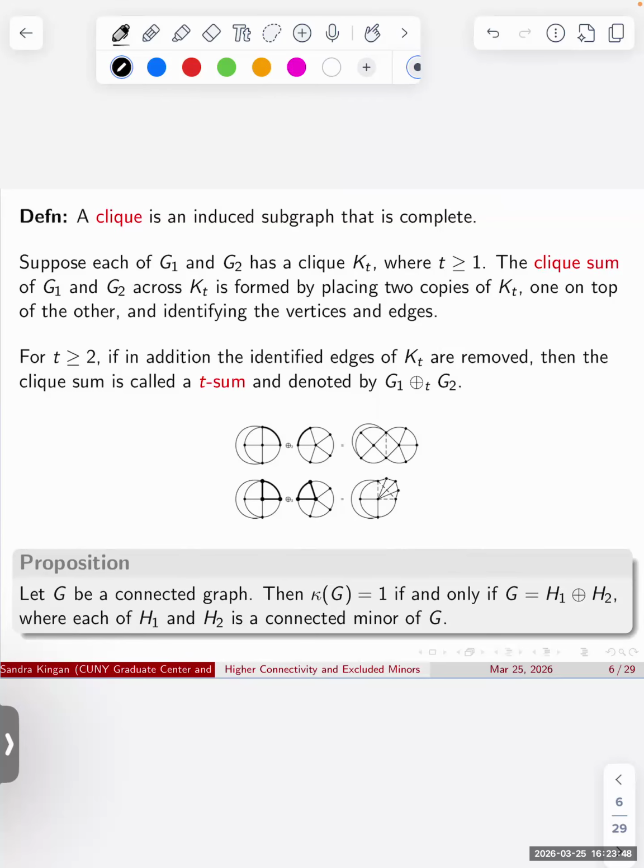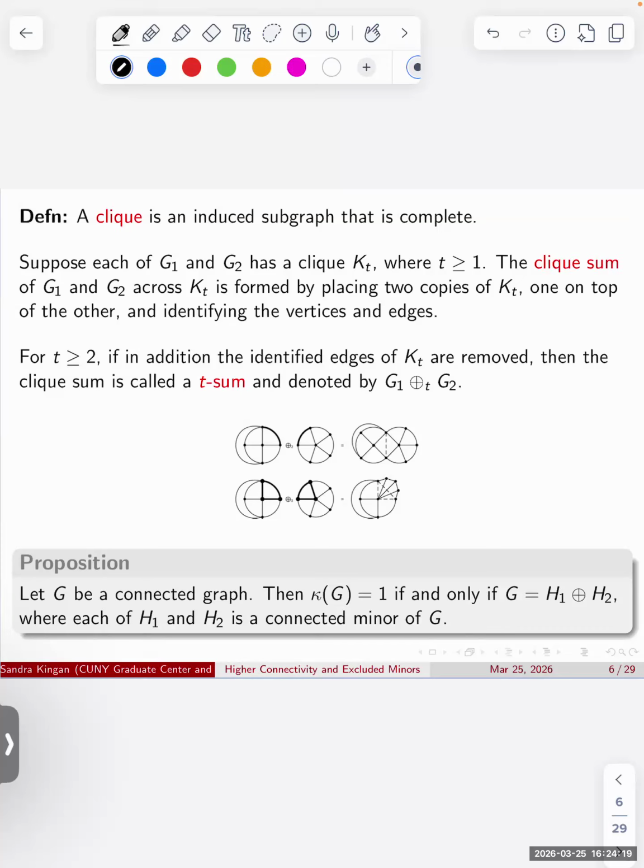So this is now a repetition. There are parts of this that repeat the material from the previous two talks and pull it all together. So a clique is an induced subgraph that is complete. And suppose G1 and G2 each has a clique. The clique sum across KT is formed by placing two copies of KT, one on top of each other, and identifying the vertices and edges.